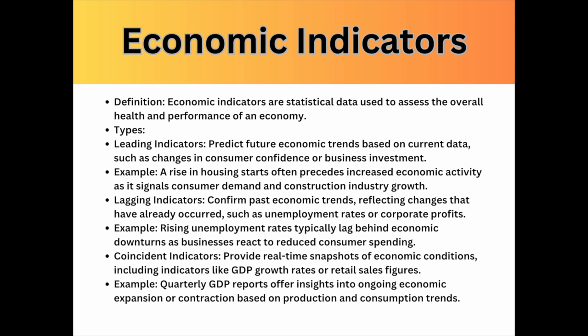Coincident indicators. They provide real time snapshots of economic conditions, including indicators like GDP growth rates or retail sales figures. For example, quarterly GDP reports offer insights into ongoing economic expansion or contraction based on production and consumption trends.